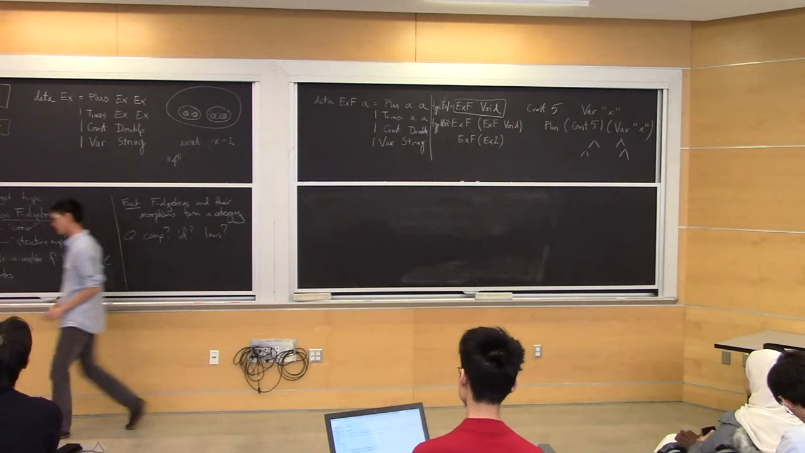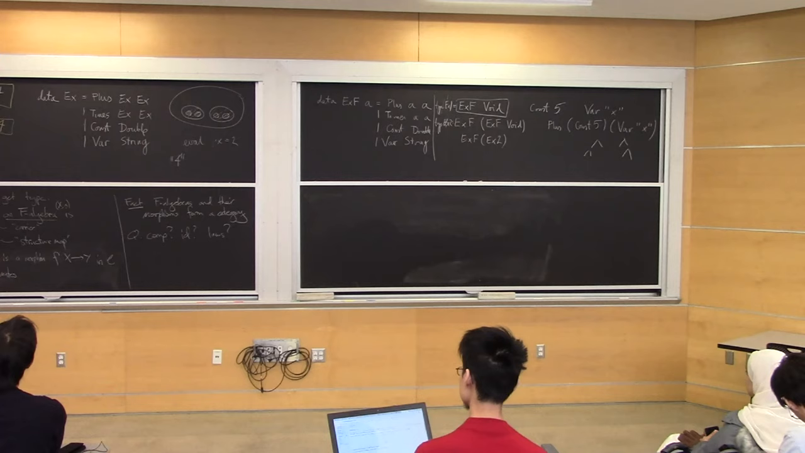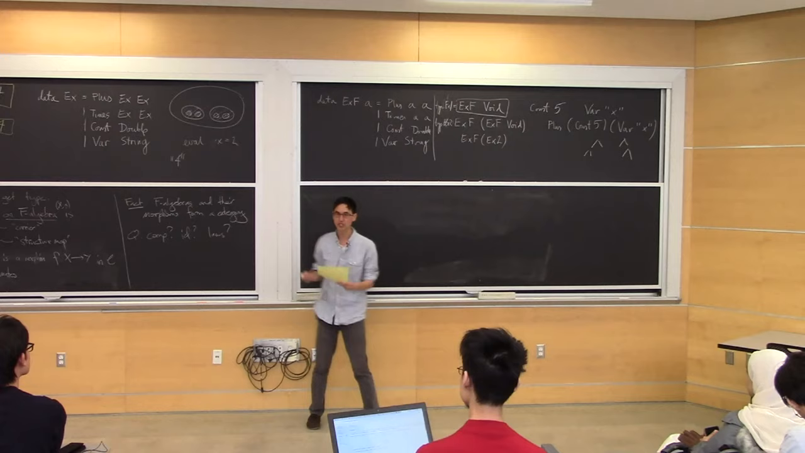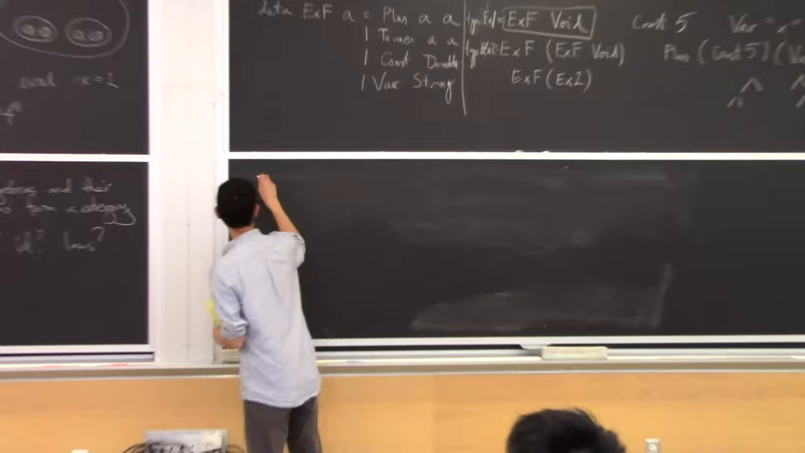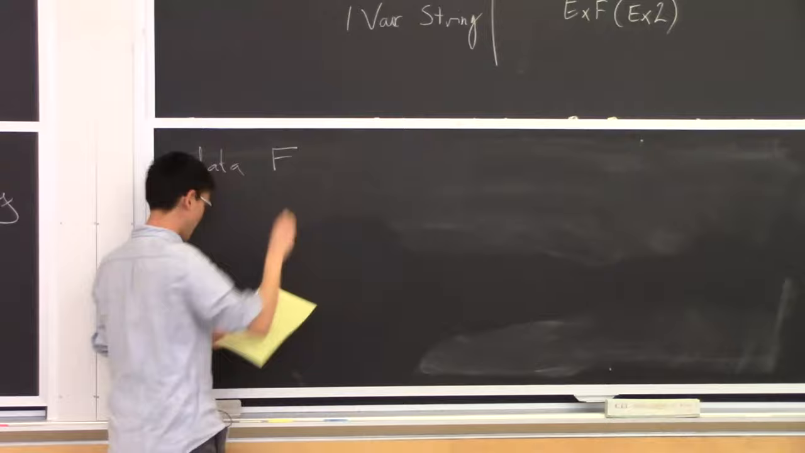OK, so let me give a slightly quicker example to work through than this tree expression thing. It's just this notion of list. An example that I want to think about a bit in the next 10 minutes is this idea in Haskell. I'm going to write it sort of data f, so this functor f.